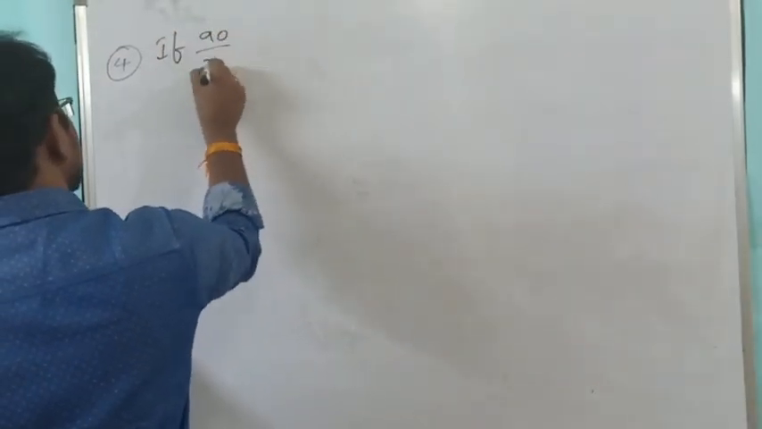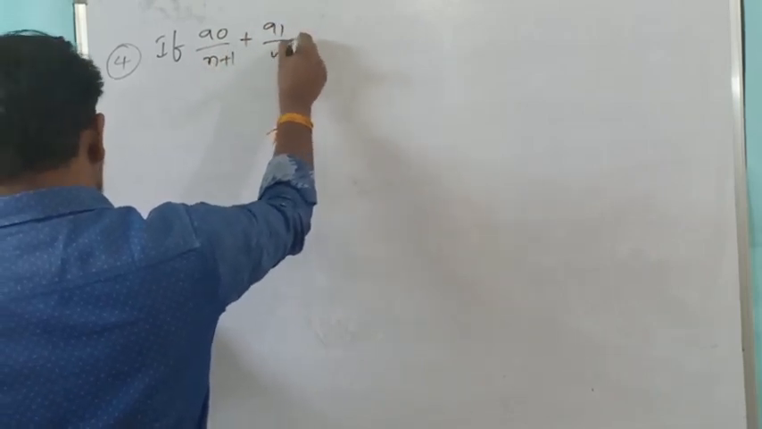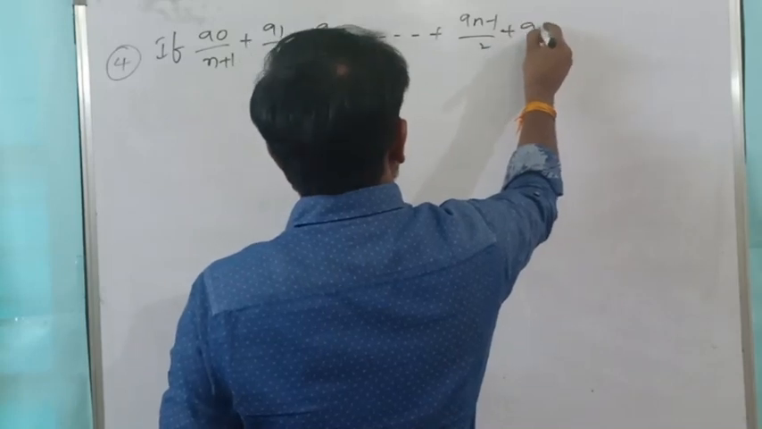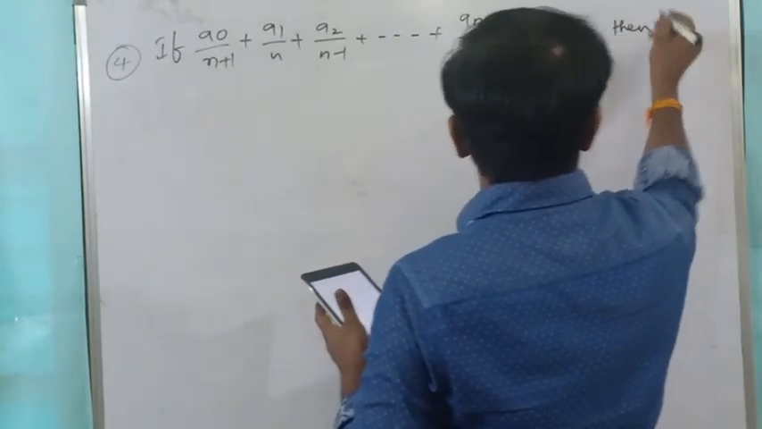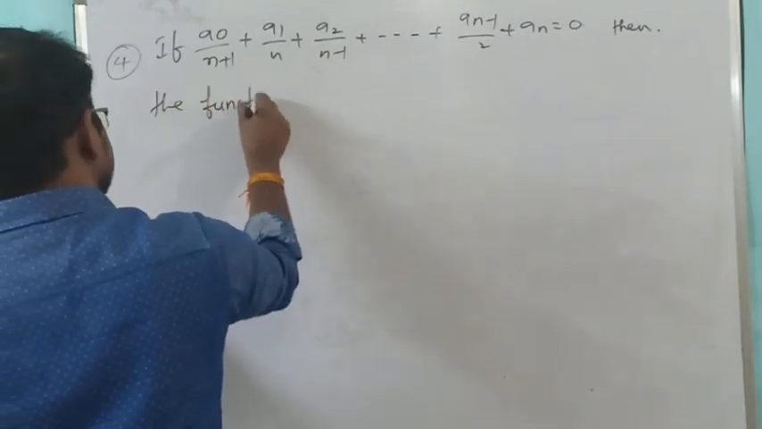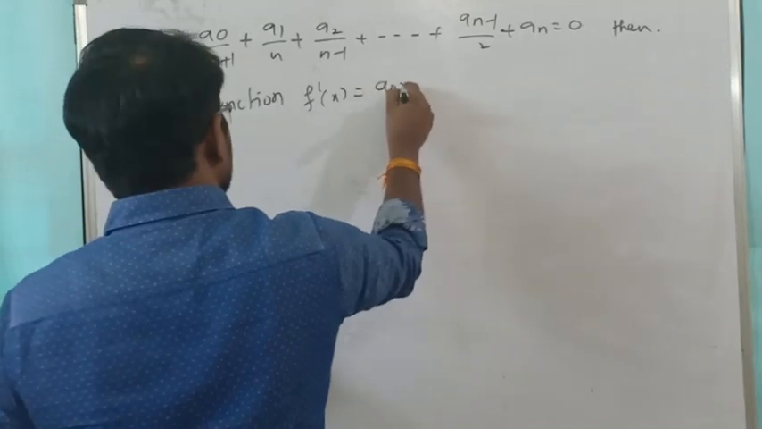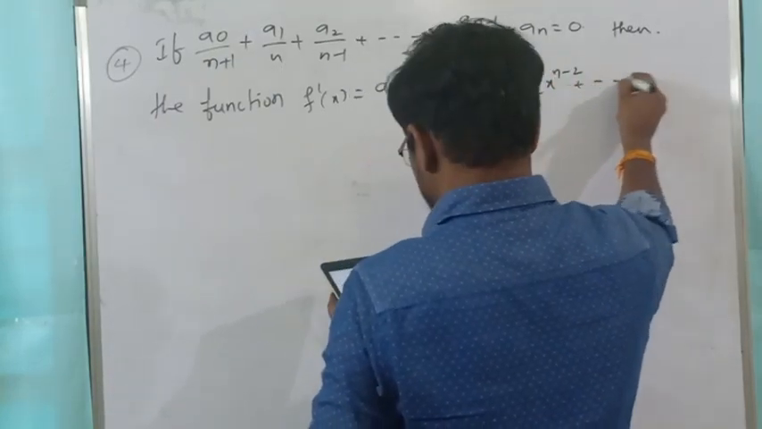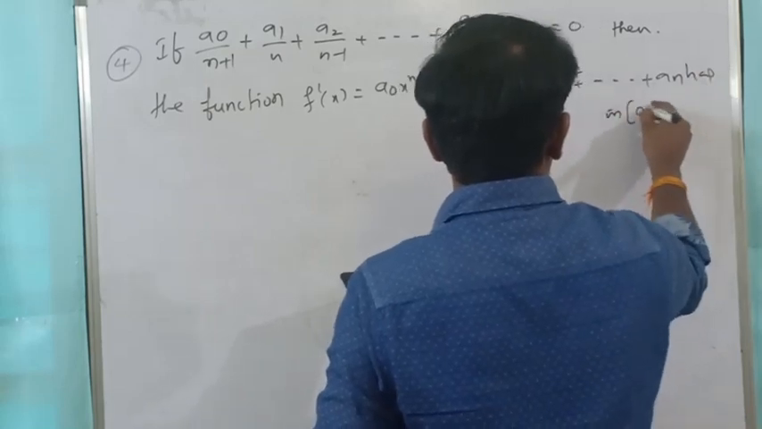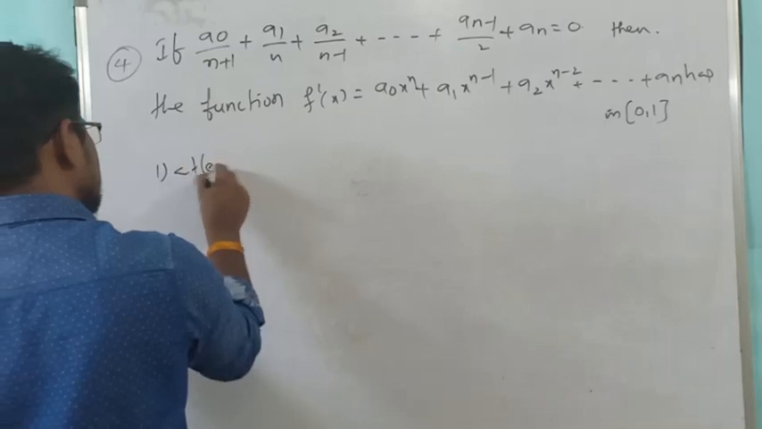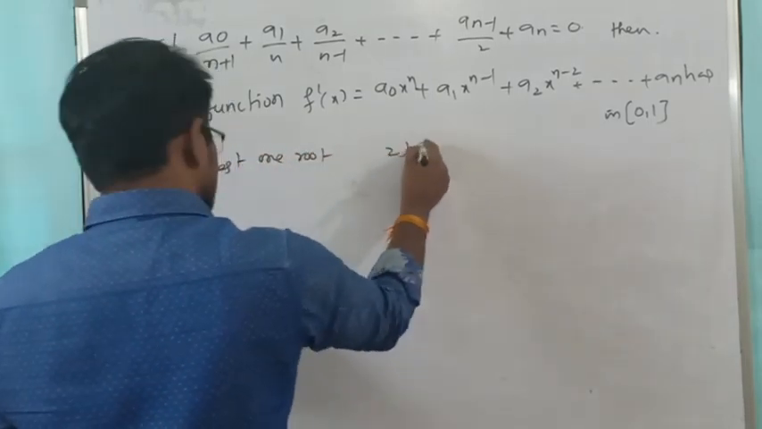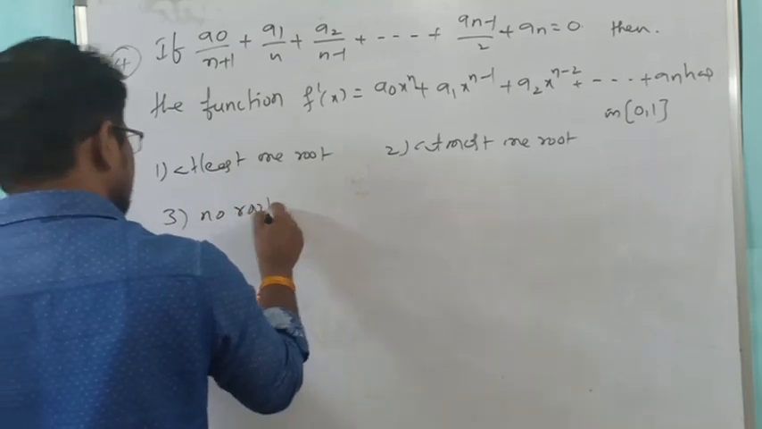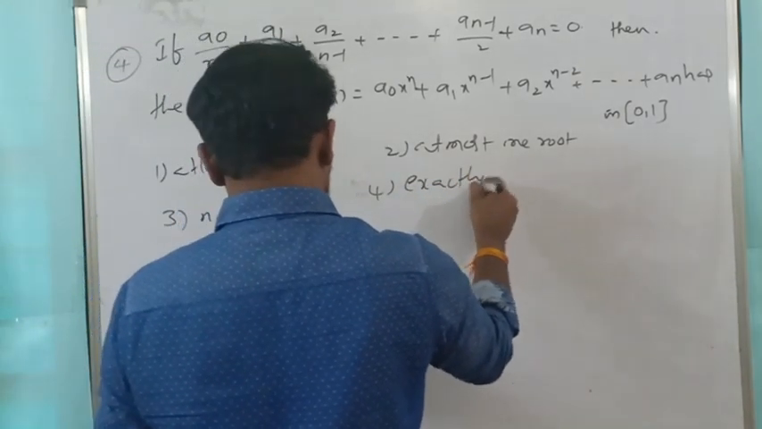If a0 by n plus 1 plus a1 by n plus a2 by n minus 1 plus etc. plus an minus 1 by 2 plus an equal to 0, then the function f dash of x equal to a0 x to the power of n plus a1 x to the power of n minus 1 plus a2 x to the power of n minus 2 plus etc. plus an has in the closed interval 0 comma 1: first option, at least one root; second, at most one root; third, no root; fourth, exactly one root.